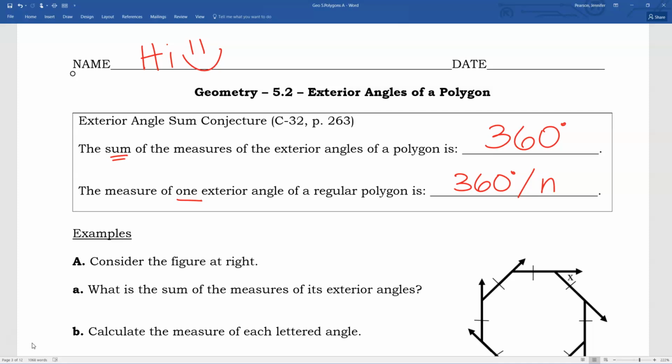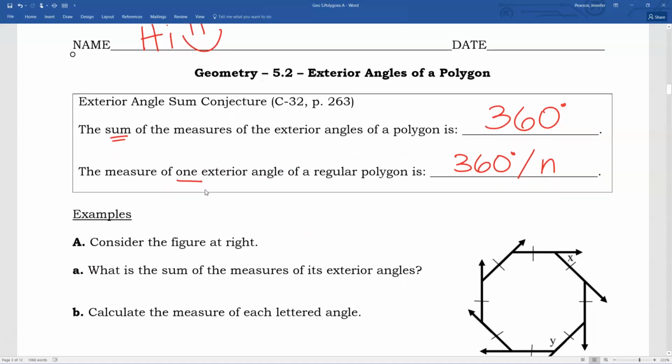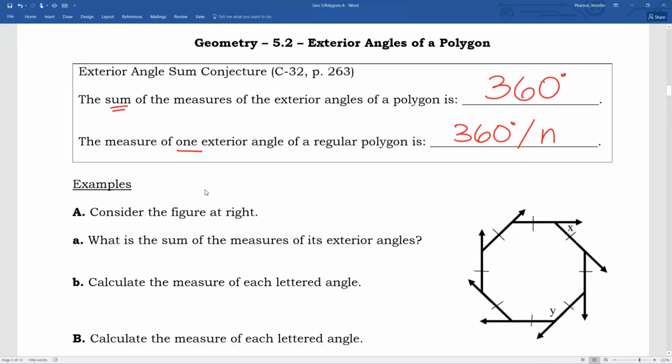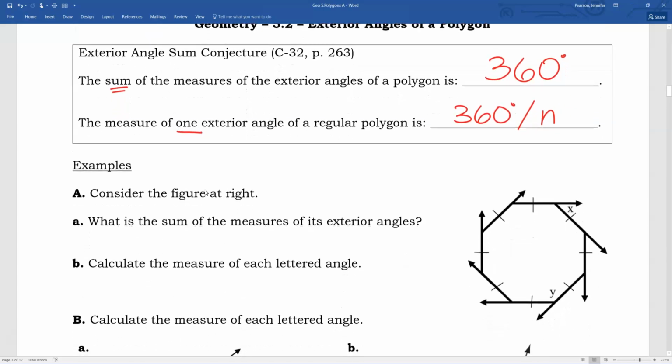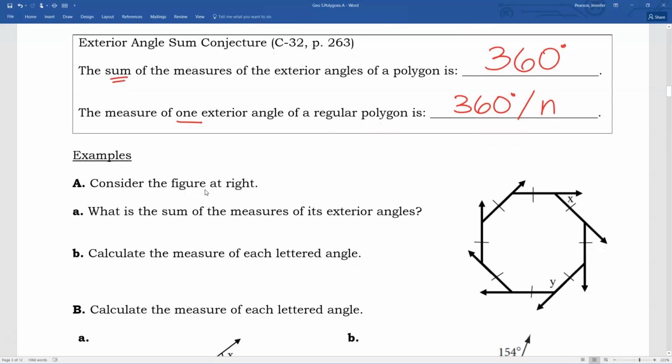If we have a regular polygon, we can divide that number by the number of angles to tell us how big each one is. Okay, let's do some examples. Example A, look at the figure at right. What is the sum of the measures of its exterior angles?